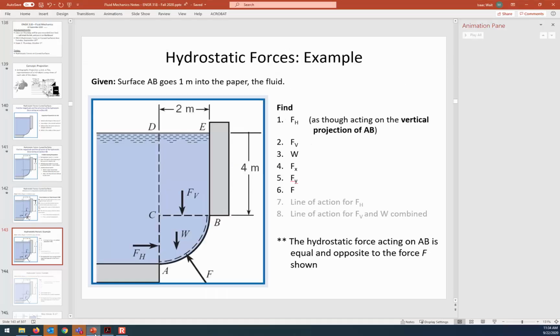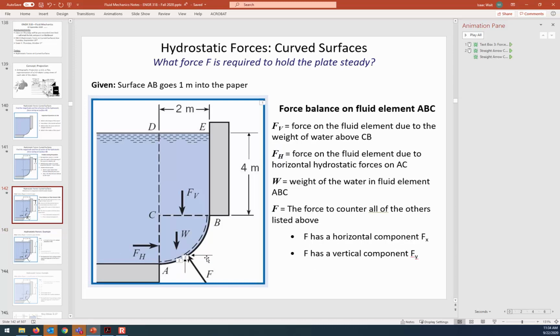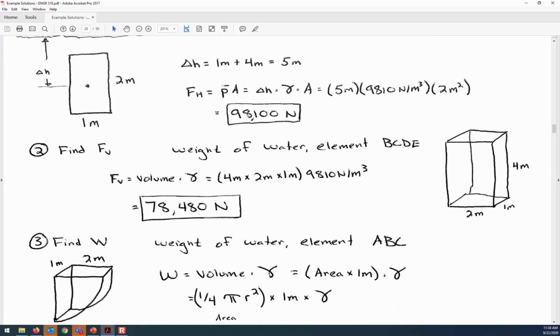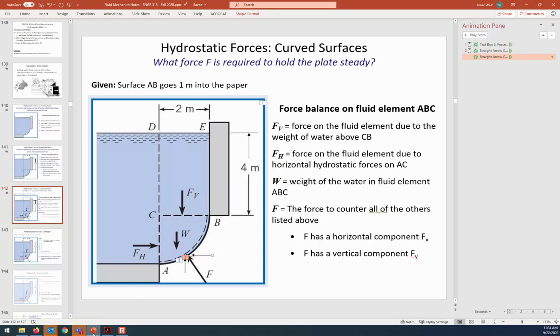All right, step 4 was find Fx. Now what I mean by Fx is it's this horizontal force component of the resultant. So if FH, as we just calculated up above, is 98.1 kilonewtons, Fx is going to be the opposite direction and the same magnitude because that's the only horizontal force that there is. Now the arrow is pushing to the left, and so that's already identifying the direction of the force.